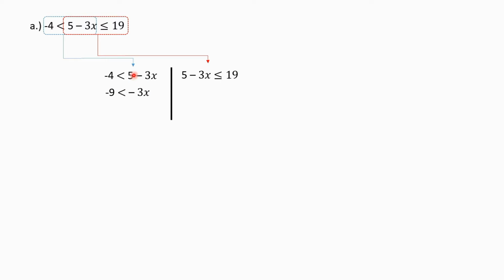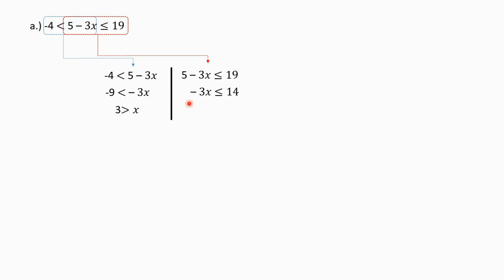So here we transfer 5, so that is negative 4, and we divide both sides by negative 3. As you notice here, the inequality sign is reversed. Why? Because one of the rules in inequality is when you divide or multiply both sides, the inequality will reverse its sign. So that's why it became 3 is greater than x, or x is less than 3.